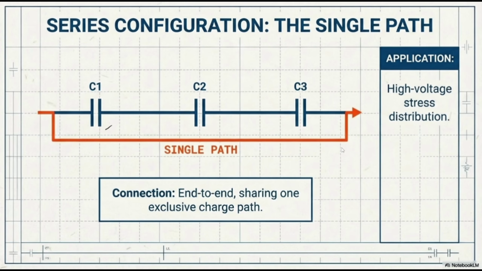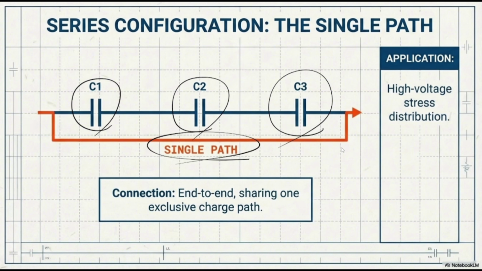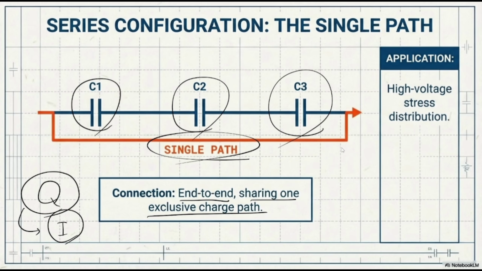It means that I have C1, C2, and C3 in series. We have it as a single path. So these connections, as we all know from resistance, are end-to-end, sharing one exclusive charge path. What was the charge? It was Q. Q, or charge, plays the role of current in normal resistance. At this point, we don't know anything about the current. The only things we know are Q, the capacitance of each of the capacitors, and the voltages that each of them is going to store.